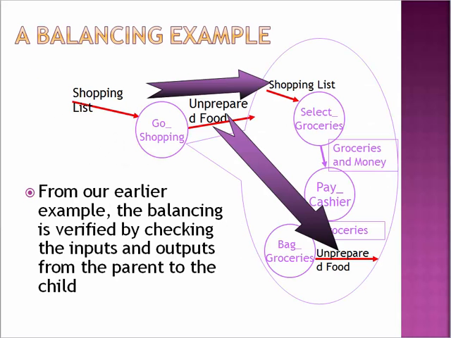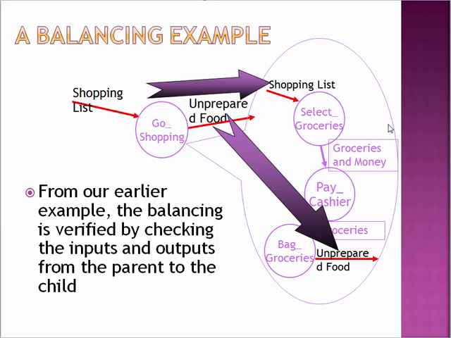But let's jump back to balancing. So as an example, we have the go shopping function. And from the go shopping, we have the shopping list coming in and the unprepared food coming out. Now, we remember this from the one before. We saw a problem with this when we were talking about it before. Because the shopping list comes in, the unprepared food goes out, the balancing is good.